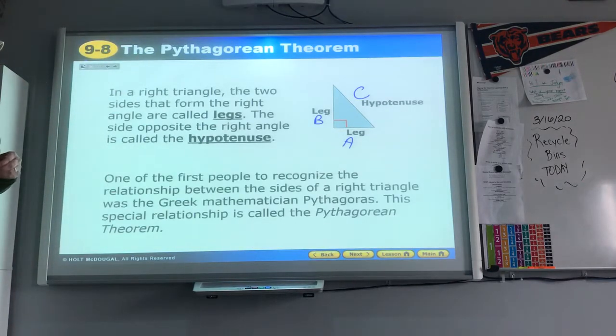Now, this is the history. A Greek mathematician called Pythagoras came up with this, and that is why it's named the Pythagorean theorem.